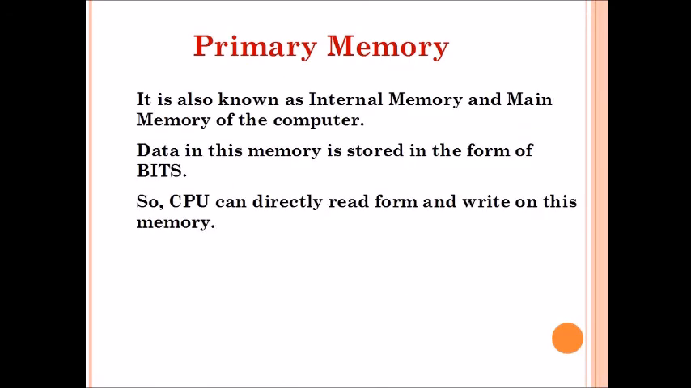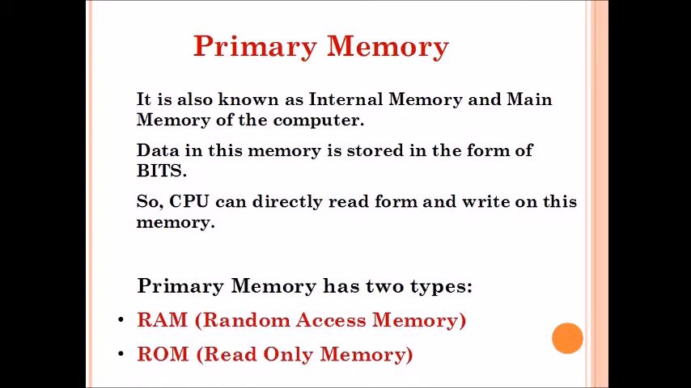So let's start. First is primary memory. The primary memory is also known as internal memory and also called the main memory of the computer. The primary memory stores data in the form of bits. The CPU can directly read from and write on this memory. The primary memory has two types of memory, as we already saw in the chart, RAM and ROM, the random access memory and the read-only memory.